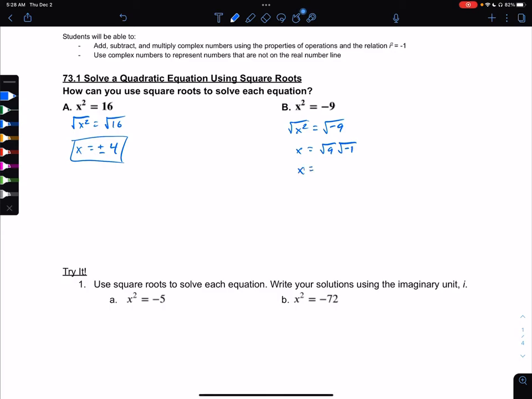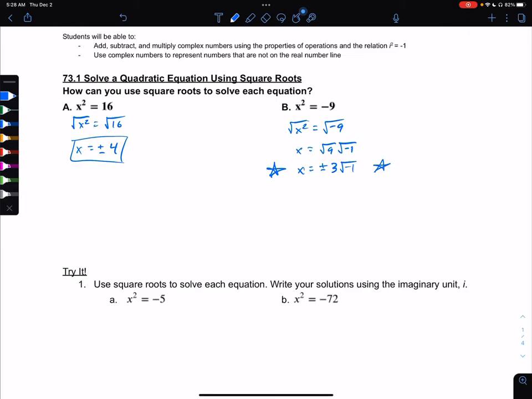Which then shows me that for radical 9, I can take the square root of 9, which is 3. Again, use that positive and negative. And then that square root of negative 1 we'll bring down for now because we don't know what to do with that. The solution to this one in part B is right here.